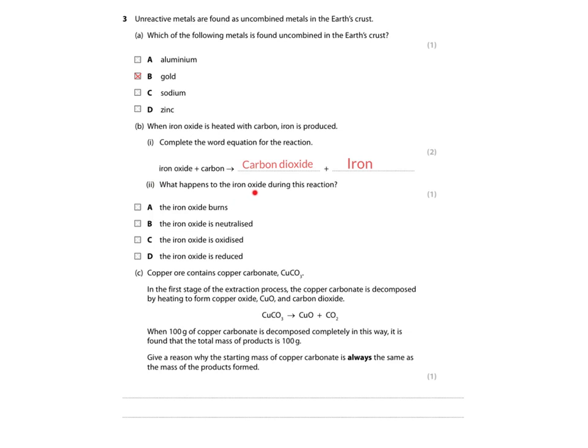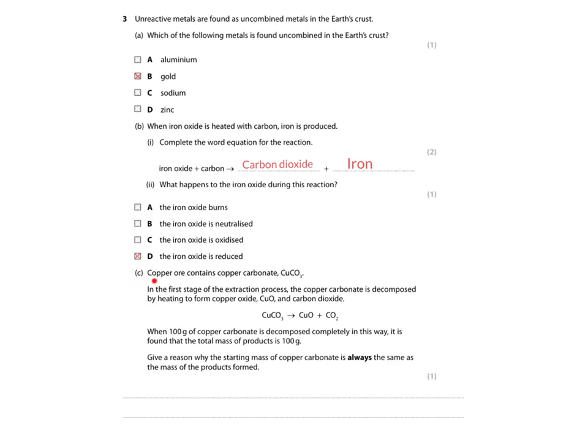What happens to the iron oxide during this reaction? The iron oxide burns, the iron oxide is neutralized, the iron oxide is oxidized, or the iron oxide is reduced. Well, you can see the iron oxide is losing oxygen. If something is losing oxygen, we say that it has been reduced. Reduction is when oxygen is being lost. Oxidation is when oxygen is being gained. Neutralization is when you have an acid and an alkali reacting together, neutralizing each other. And burning is when you heat something up in oxygen generally.